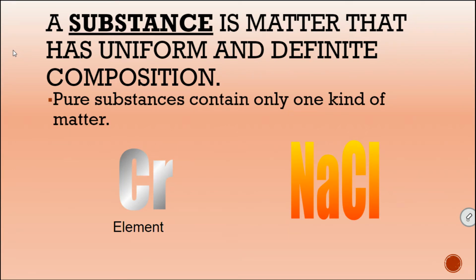NaCl, we have two elements here that are combined. We call this a compound. When we have two elements that are combined, and if we only had this compound, this would also be a pure substance. This is table salt. So if I have table salt only, it is considered a pure substance.